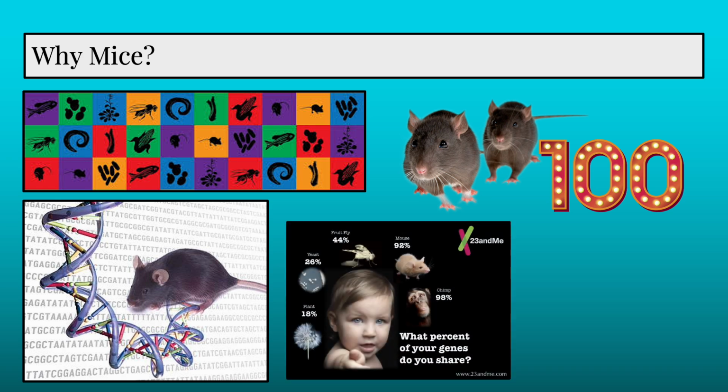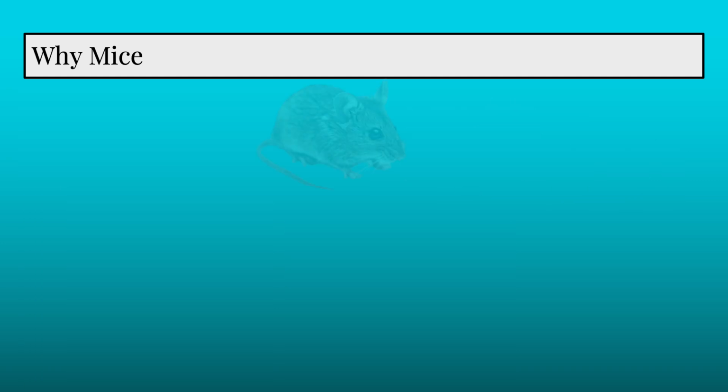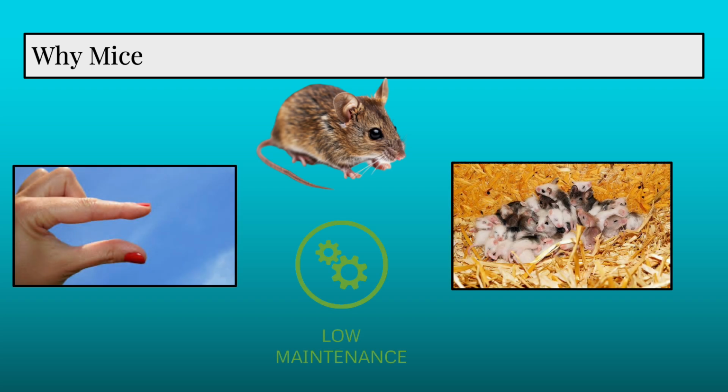Nearly 95% of the mouse genome shares genes or structures with humans, which allows scientists to study human genes in mice with precise accuracy. Secondly, mice are small, low maintenance, and reproduce quickly. This makes them an ideal organism for experiments because of their practicality.